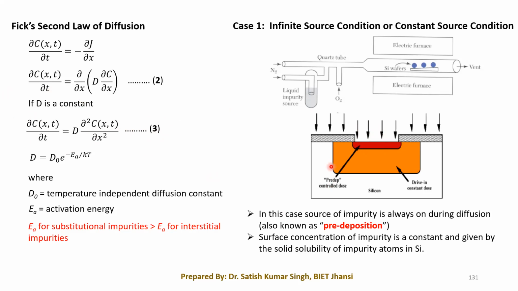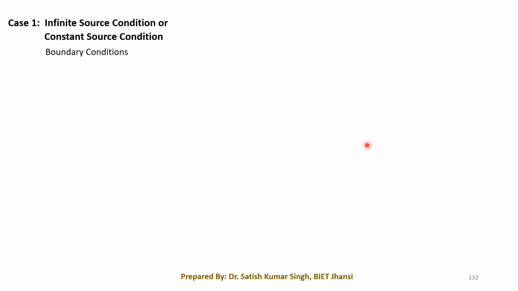So what are the boundary conditions that we can have? You can see from this picture itself that if we write C(x,t), at x equals 0, what will be the surface concentration? That will be equal to Cs. So we can write certain boundary conditions, that is, C at (x,t), where x equals 0 means it is at the top of the surface.